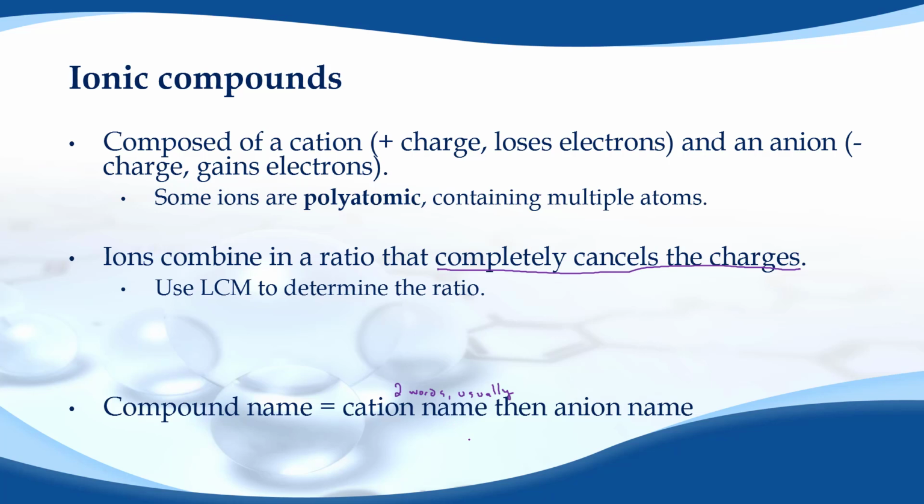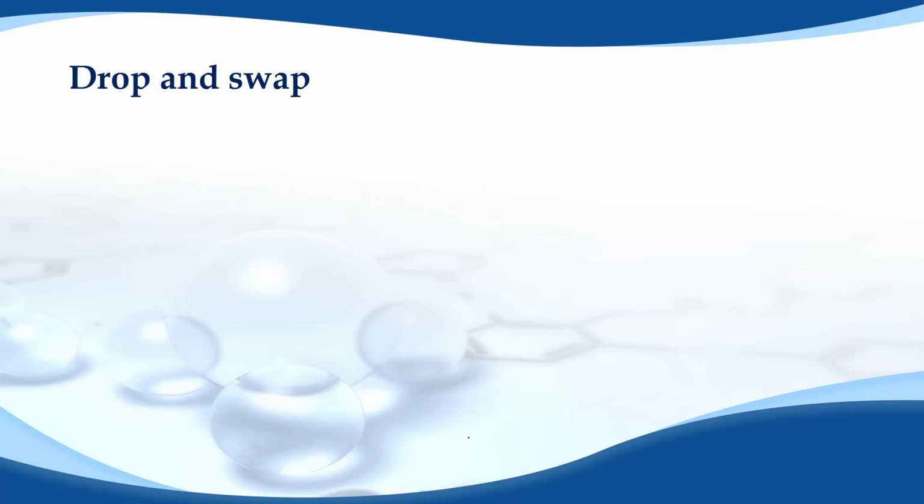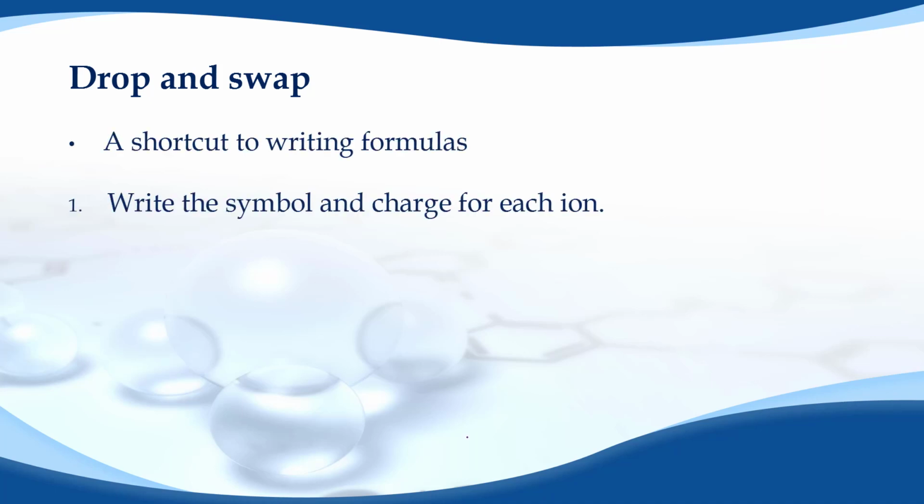Right, so let's figure out how to make these formulas using the method called drop and swap. The way you're going to do this is you're going to start off by taking the symbol and charge for each of the different ions. Right, so if I wanted to take sodium, I would write Na and I would write plus. If I wanted to take oxide, I would write O and 2 negative next to it.